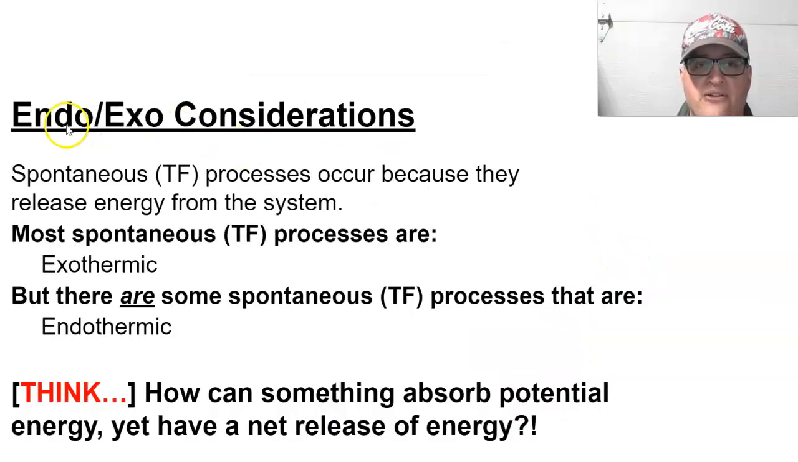We have to consider endothermic, exothermic considerations. So thermodynamically favorable processes occur because they release energy from the system. Now, most are exothermic. Some are endothermic. However, you have to think, how can something absorb potential energy yet have a net release of energy? And that comes from the idea of entropy.